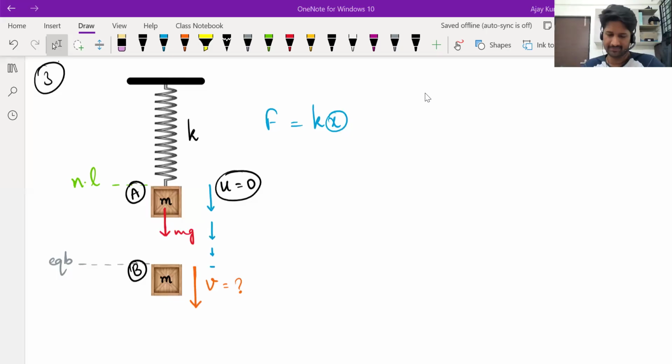Any answer, anyone? Okay. Pawan, how are you trying to solve this? Sir, we'll use the formula V square minus U square.